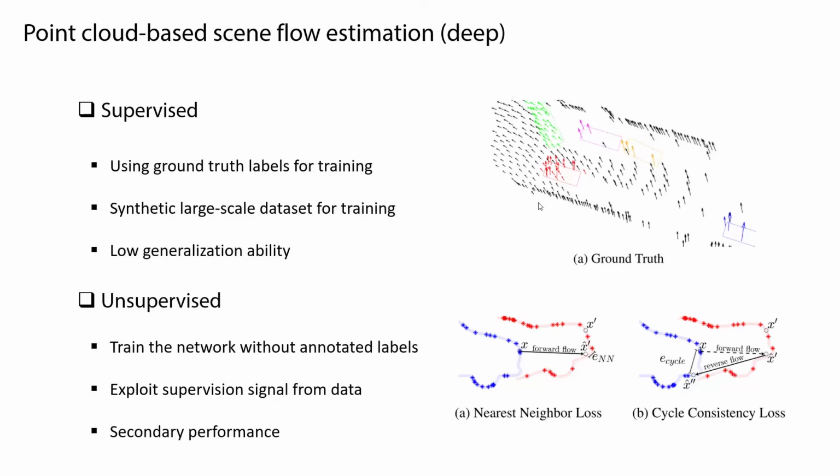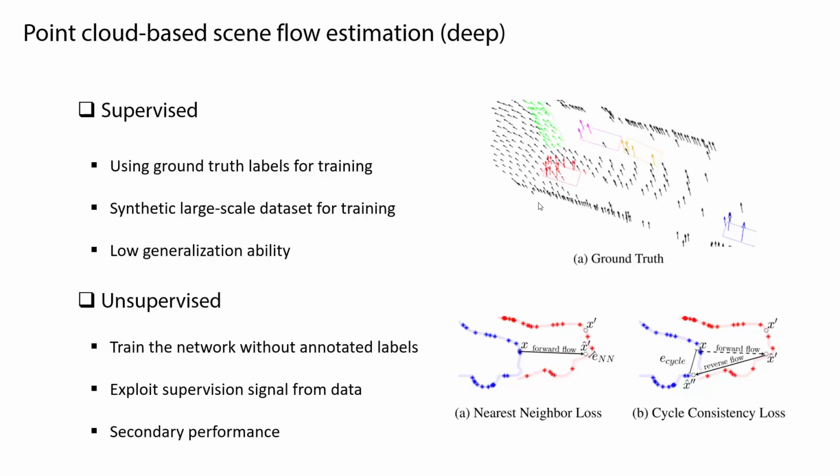There are two types of learning paradigms in deep learning. One is supervised learning and another is unsupervised learning. For point cloud-based scene flow estimation using deep neural networks, we can also split our methods into these two types. In supervised methods, we can train the network using ground truth labels to update the parameters of our deep model. The top figure shows some ground truths of the scene flow. The arrows in the figure indicate the 3D motion field of these points.